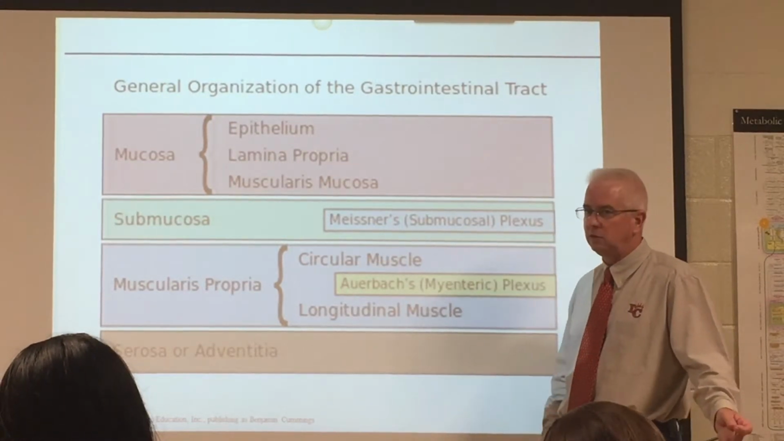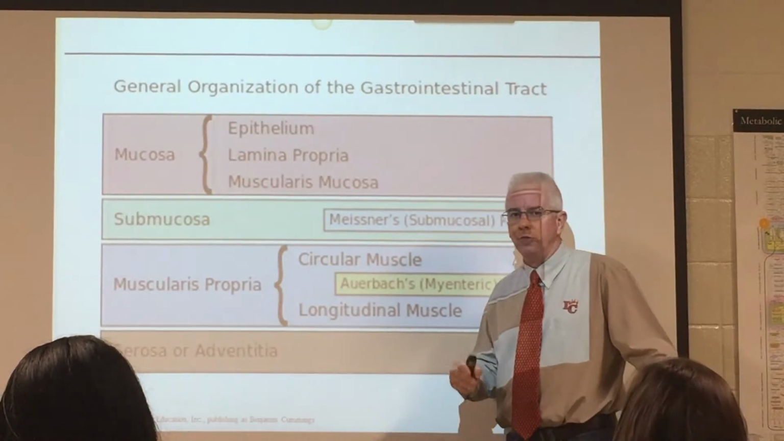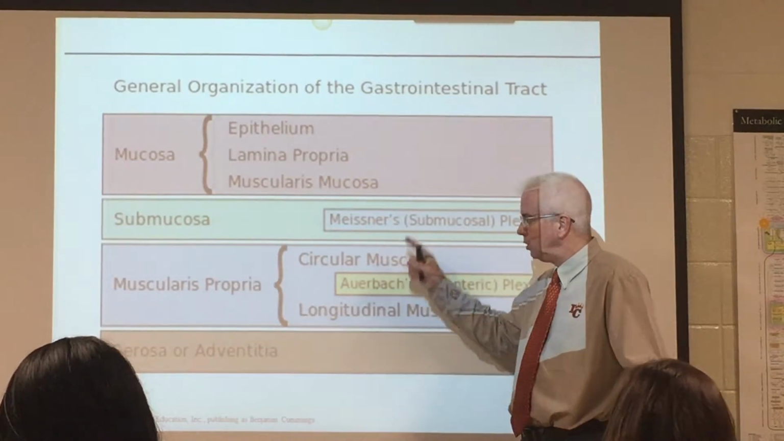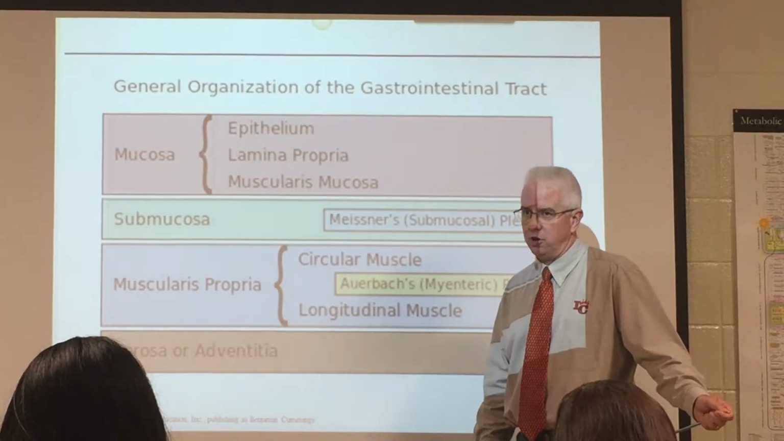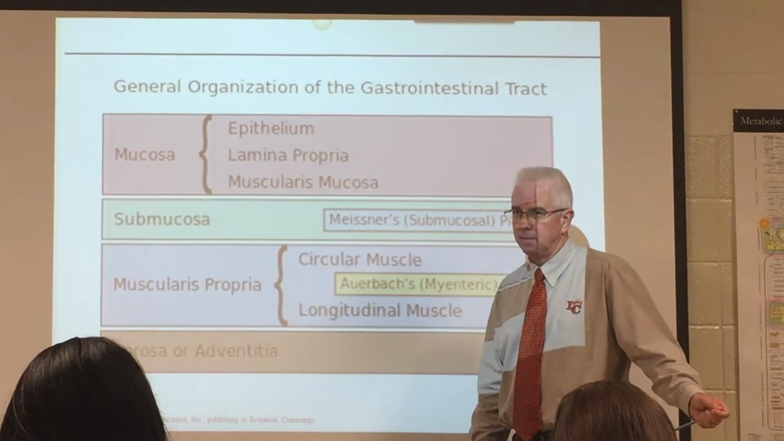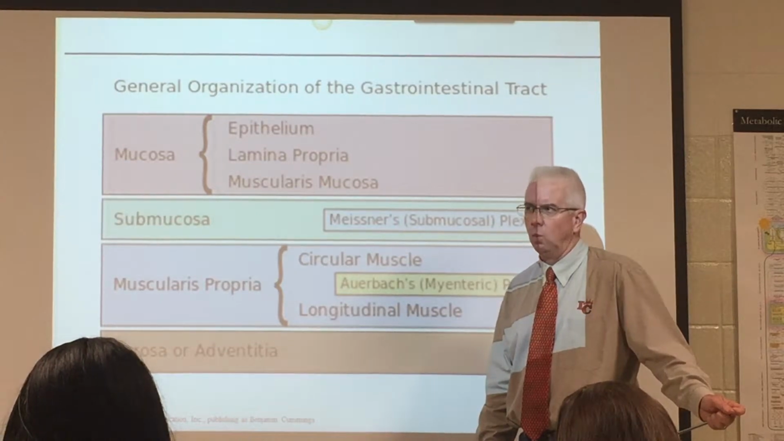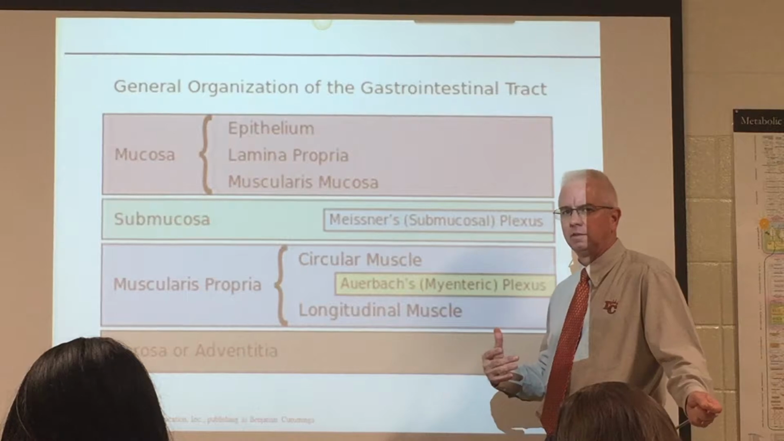Now, the reason I point these two out to you here is because these two are the nervous system of the gut. The submucosal plexus and the plexus of Auerbach. These are the nerve nets of the gut. Now, why are you making such a big deal about that? What is the big issue about these nerve plexus?